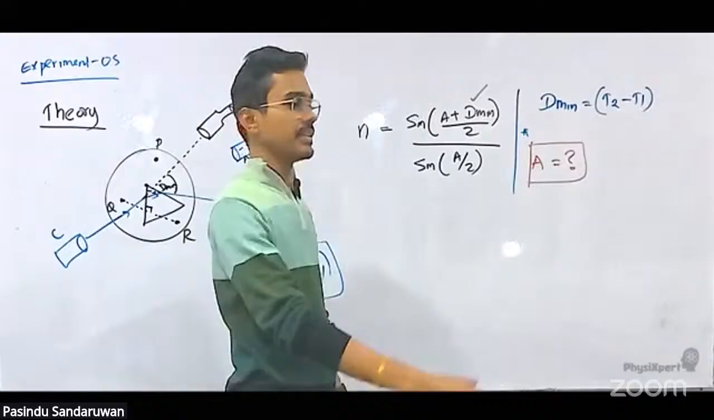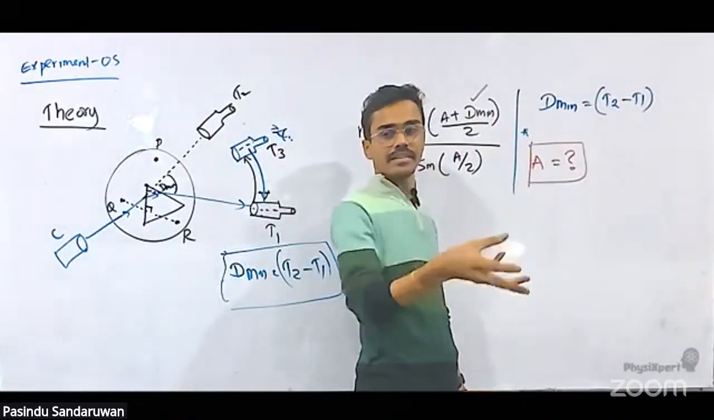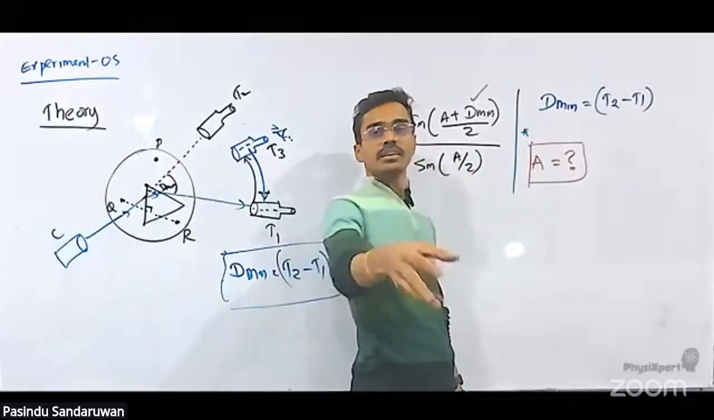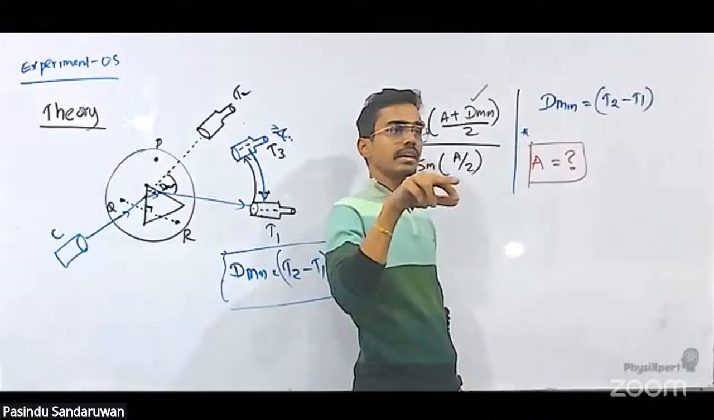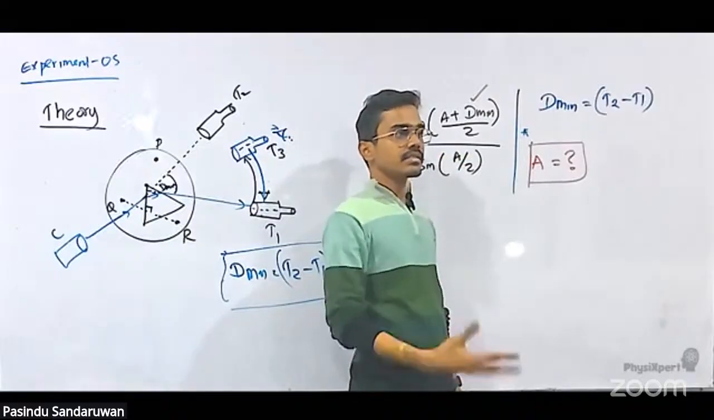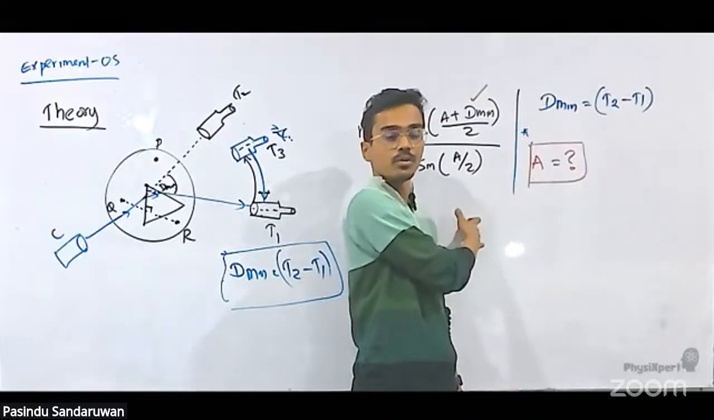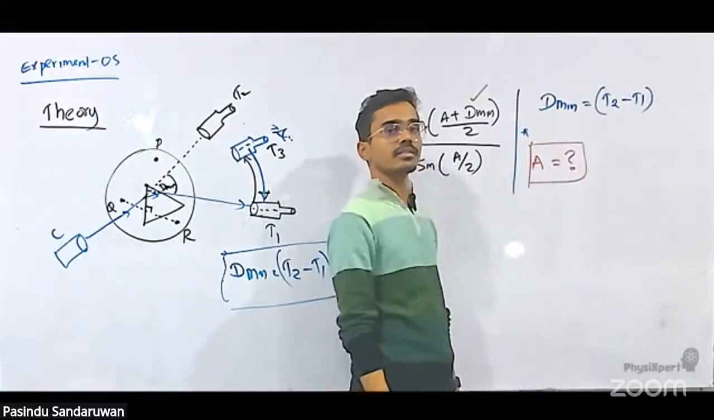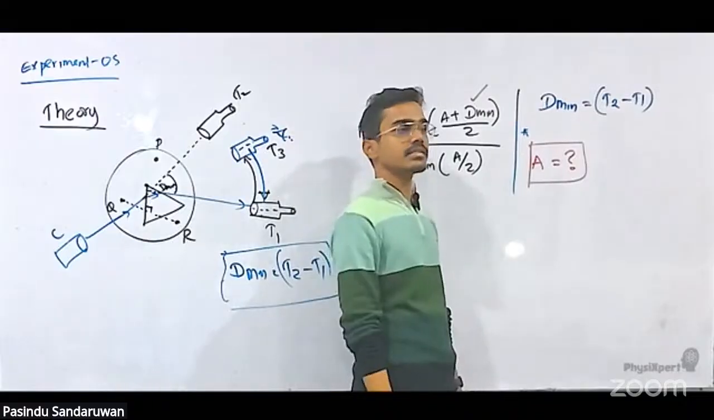Even though we know this as an equilateral prism, we now have the exact value. It can sometimes be 59 degrees 35 minutes, something like that. So we can use the exact value here because we have found the refracting angle, the prism angle, in the previous experiment.